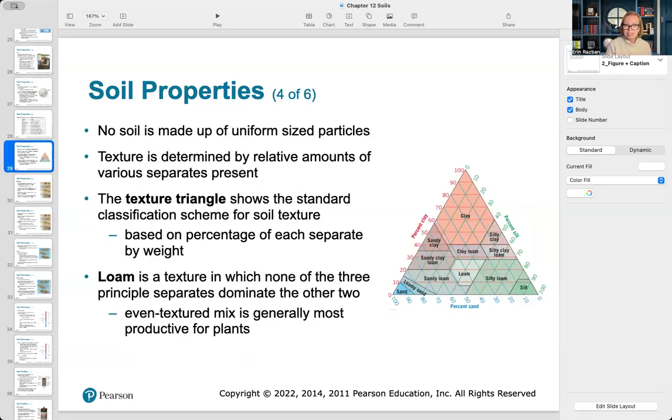Now, when none of these dominate, we get what's called a loam, the holy grail of agricultural soils. Imagine a perfectly balanced mixture that provides optimal water retention, drainage, and nutrient availability.